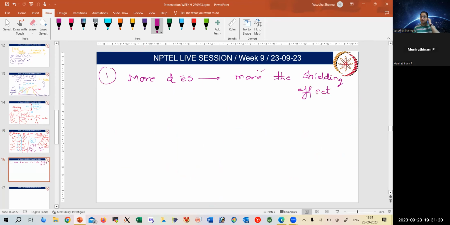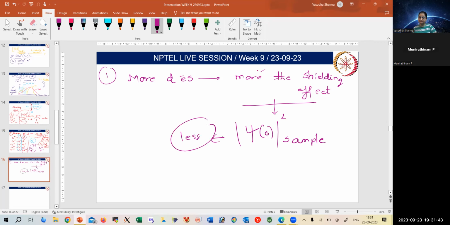Now, what happens when d electrons are there and more shielding effect is there? When more shielding effect is there, that means there would be less s orbital electron density penetrating into the system. So the psi square, which is our s electron density of the sample, would now be less. Is that clear? Clear, ma'am.